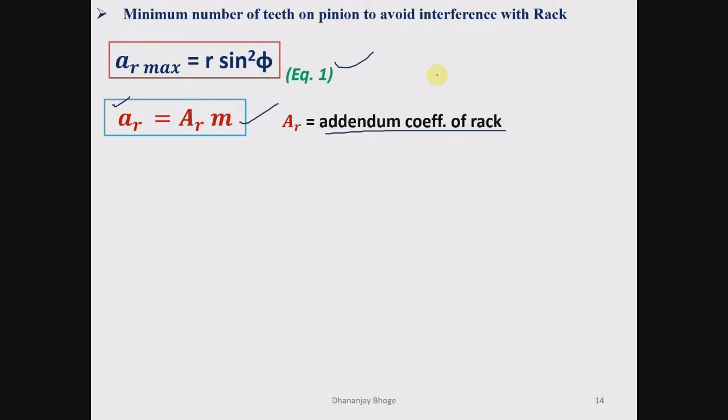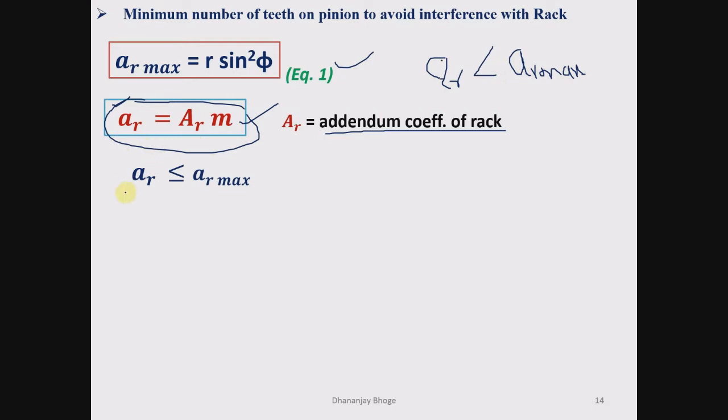Now let us suppose that we have adopted this addendum for our rack. To avoid the interference, the selected addendum for the rack must be less than its maximum value, correct? So write this. The selected addendum of rack must be less than the maximum value given by this equation to avoid the interference.